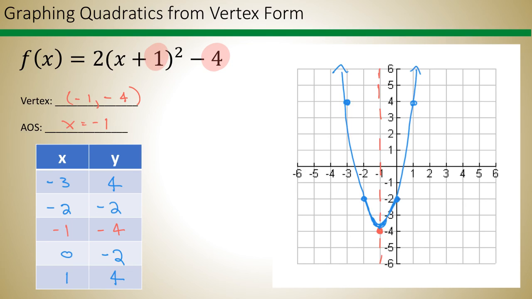Okay, and that's it. So please go check out the assignment on Canvas. What you should be able to do today is identify the vertex, identify the axis of symmetry, and you should be able to create this table and this graph, okay?